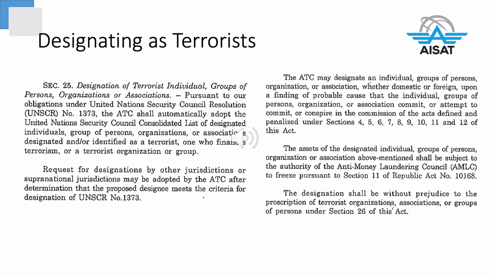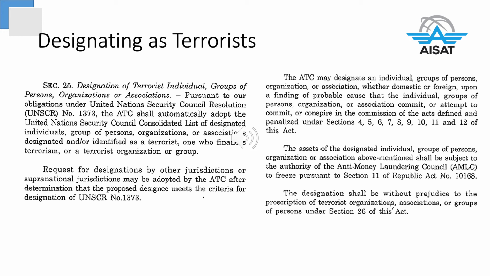So moving on, the third issue we have is this issue of designating people or organizations as terrorists. Now, in Section 25, this is a very contentious provision in this Act. It reads, designation of terrorist individual, groups or persons, organizations, or associations. So, pursuant to our obligation under UN Security Council Resolution number 1373, the ATC, the Anti-Terrorism Council, shall automatically adopt the UN Security Council consolidated list of designated individuals, groups of persons, organizations, or associations designated and or identified as a terrorist, one who finances terrorism, or a terrorist organization or group.